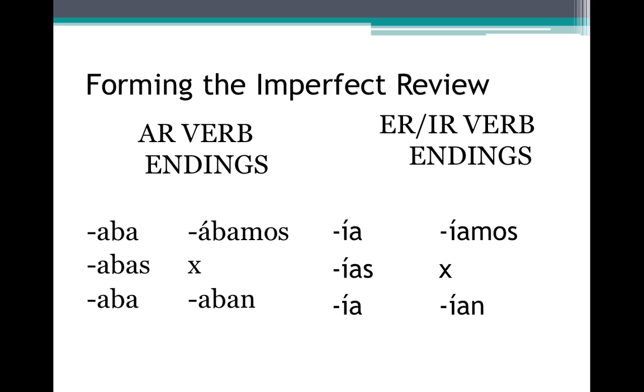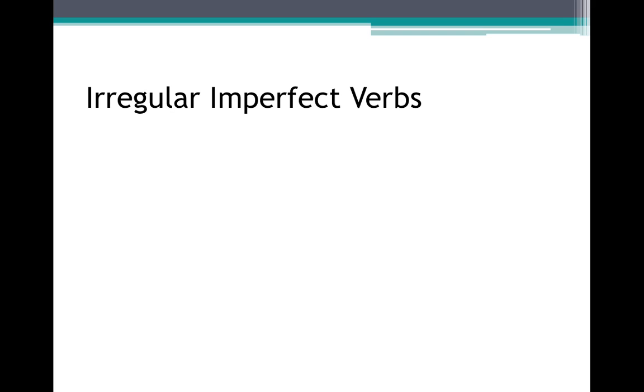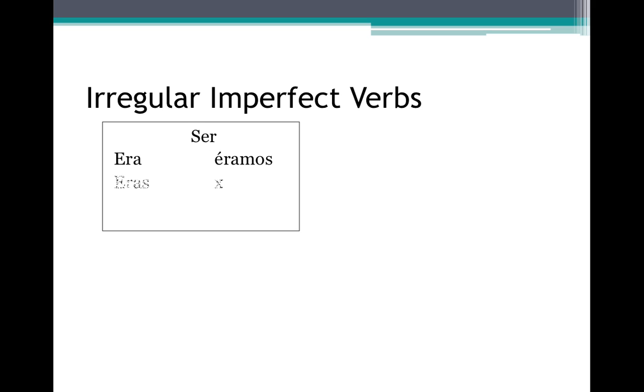Okay, got those? All right, we had three irregular verbs. What was the first one? Ser. And with ser, how did we conjugate that one? Era, eras, era, éramos, eran. Remember, éramos is accented in the nosotros form only, on that first E.